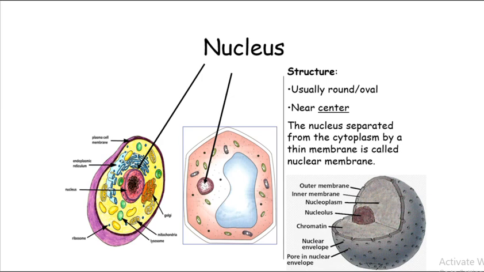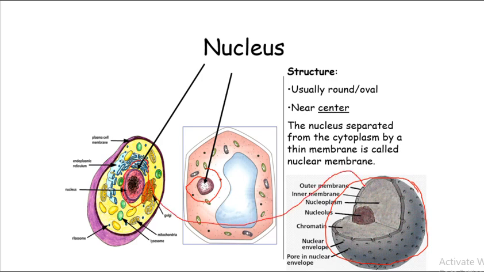Let's look at the nucleus. The nucleus is round in shape or oval, as you can see here, and it is near the center, mainly in an animal cell. It is separated from the cytoplasm by a thin membrane. We call it the nuclear membrane. You can see the structure of the nucleus there at the center.